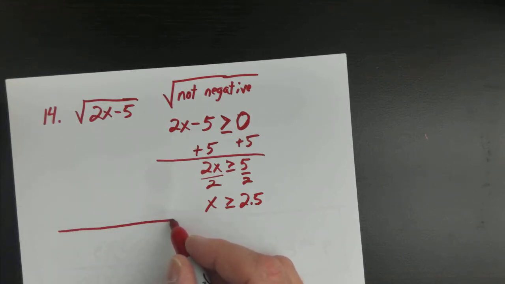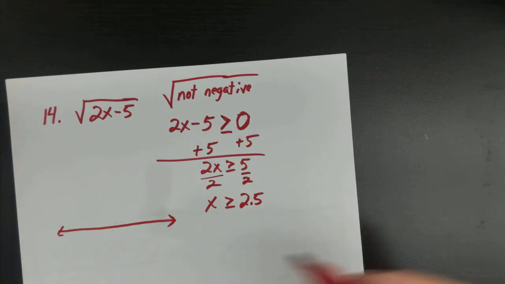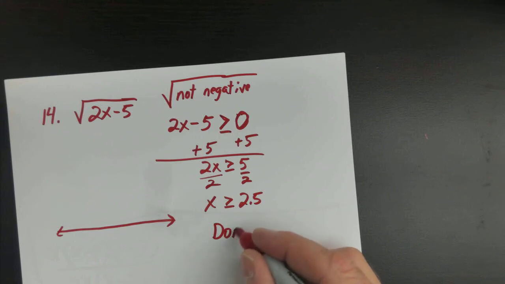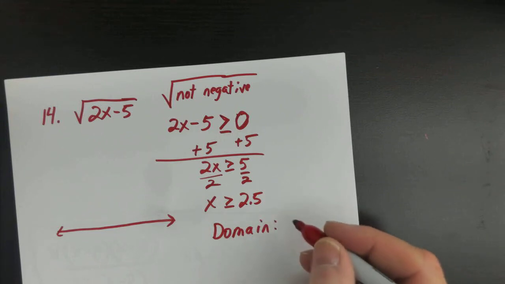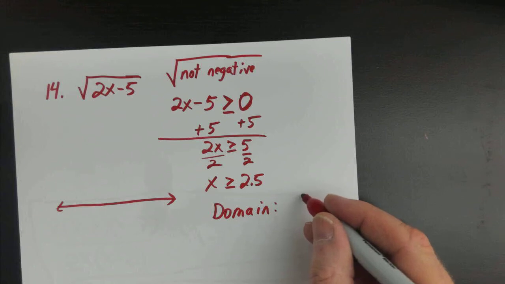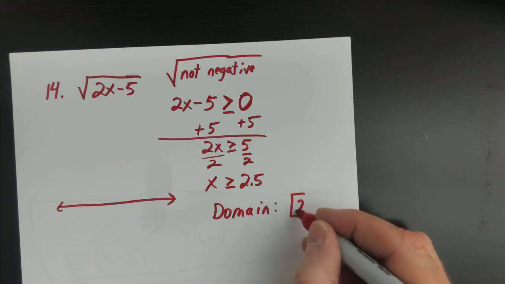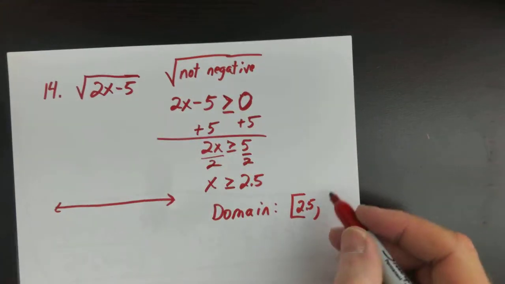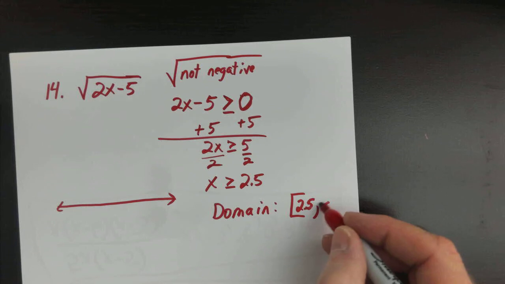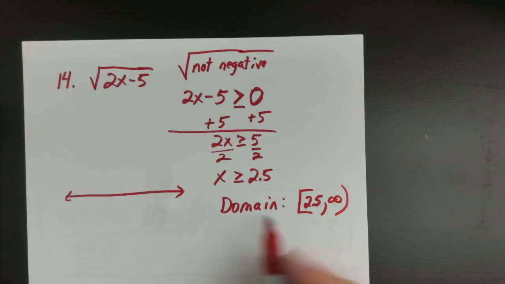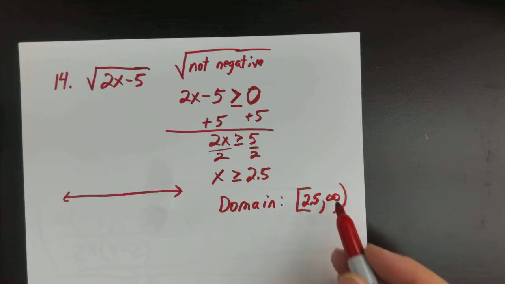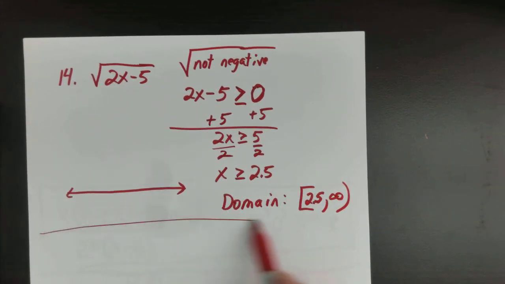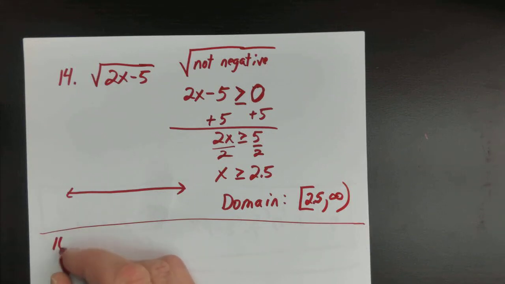Well, let's see. I could write out all real numbers greater than or equal to 2.5. But actually, I'm not going to do the number line. I started it, but I changed my mind. When I give the domain, I'm including 2.5 in the domain. 2.5 makes this 0, and we can find the square root of 0, which is 0 once again. Okay? I'm going to list 2.5 to infinity as the domain on 14.